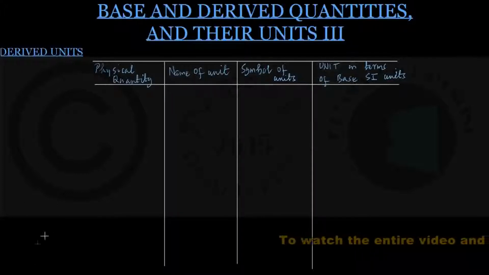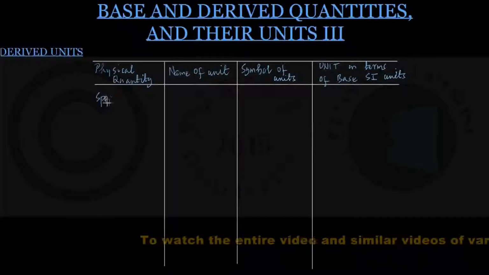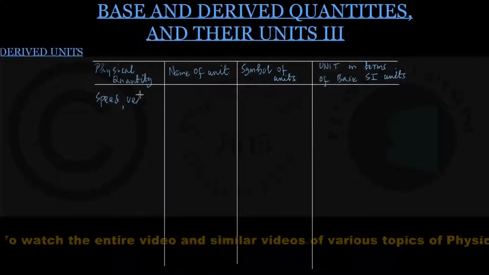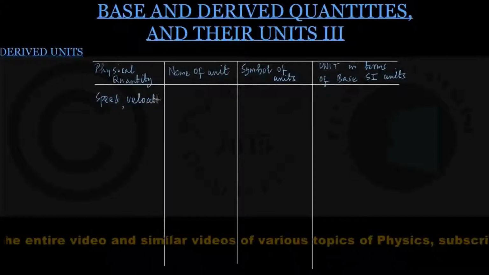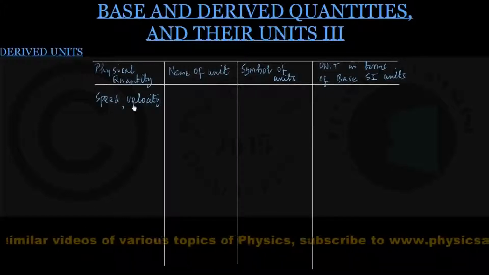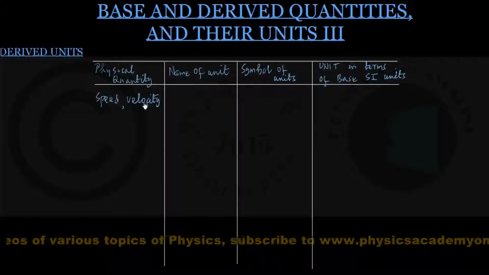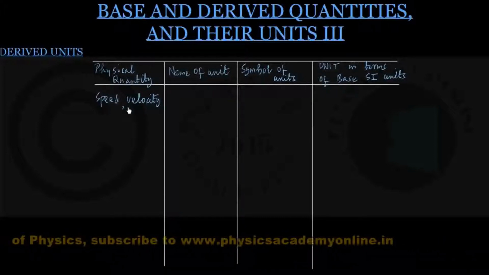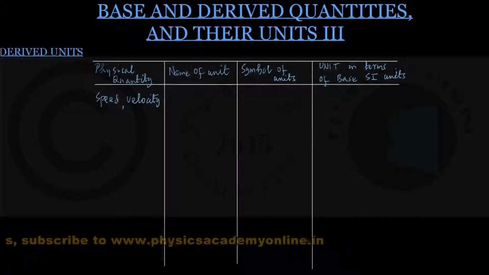So let's make a list here. First of all, speed or velocity. We shall be finding later that speed is nothing but magnitude of velocity. They are different physical quantities. Velocity is called a vector, something we'll be learning in the classes. It's called magnitude and direction both. And magnitude of velocity is called speed. So both of them should be having the same unit, and that is called meter per second.